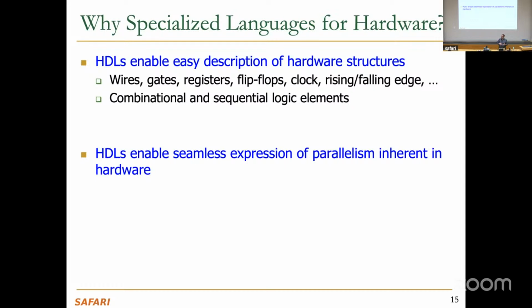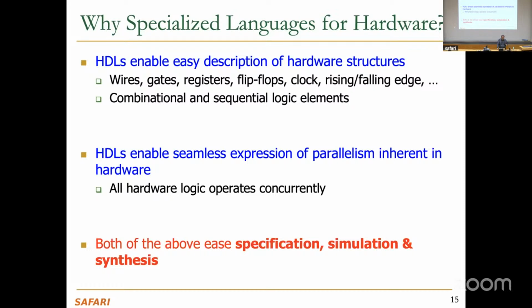That's why simulators that people develop, for example, a simulator for a GPU using C++, are very hard to design and also really slow, because they need to simulate all the complexity and all the concurrency we have in hardware, which is not easy to do. HDLs enable that, and all hardware logic can operate concurrently in HDLs. And both of the above, specification, simulation, and synthesis, apply to your hardware.